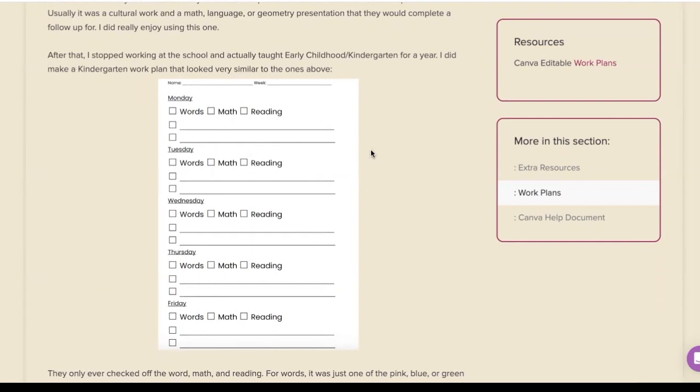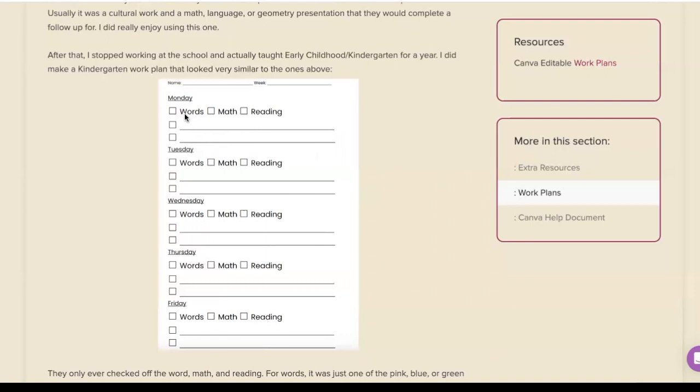But I then got to do what I'm doing now, which is the lower elementary. Last year I was doing early childhood and kindergarten, but I wanted the kindergartners to have a little bit of a work plan because I knew next year they would definitely have one. They never filled out these lines. I thought maybe they would write, oh, I chose this work, but it never really worked like that.